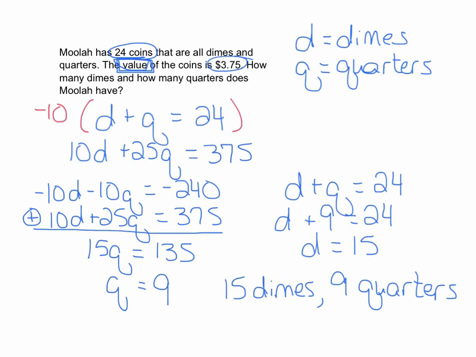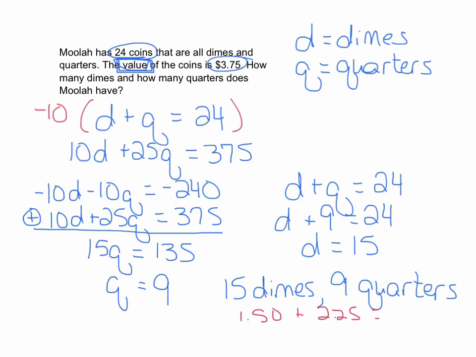I went with elimination again, and I got that there were 9 quarters and 15 dimes. Notice you can check these. 15 plus 9 is 24. He has 24 quarters. If I multiply the dimes by 10 cents, I get $1.50. This is just my check. If I multiply the quarters by 25 cents, I get $2.25, and when I add those together, guess what?